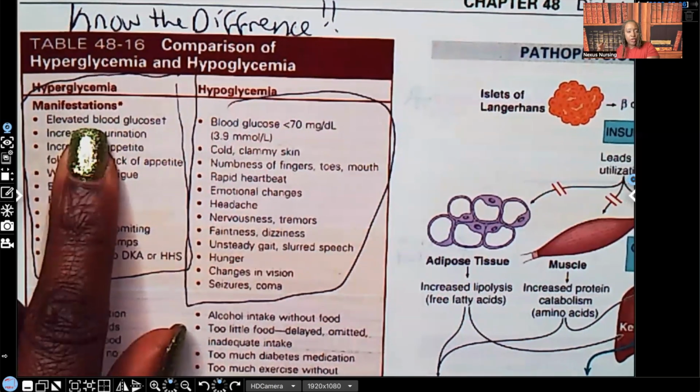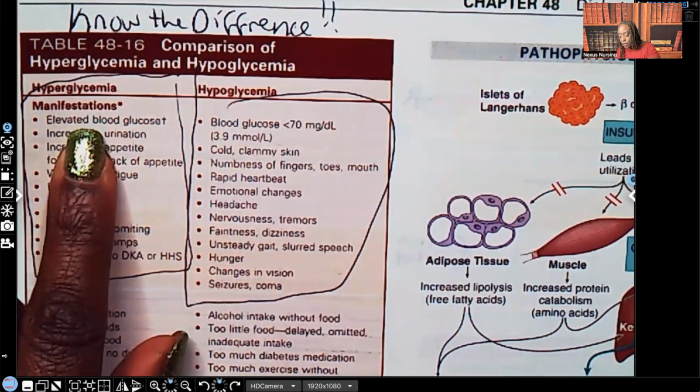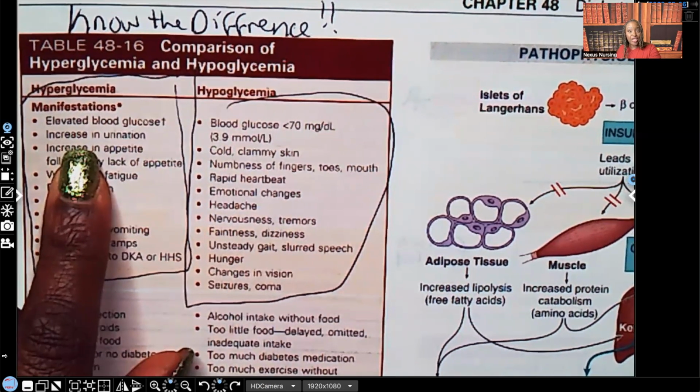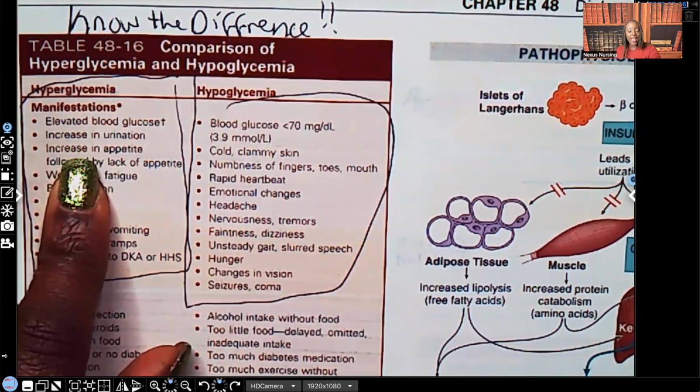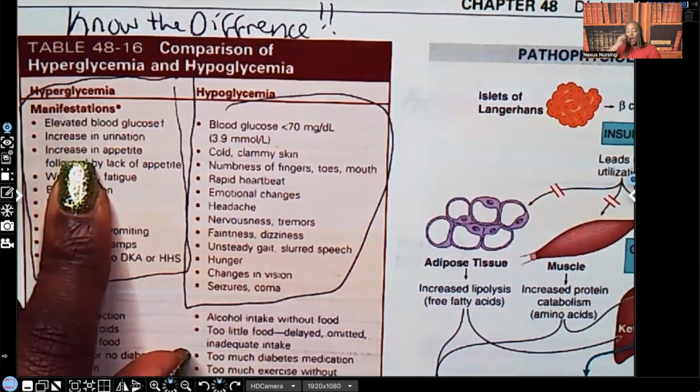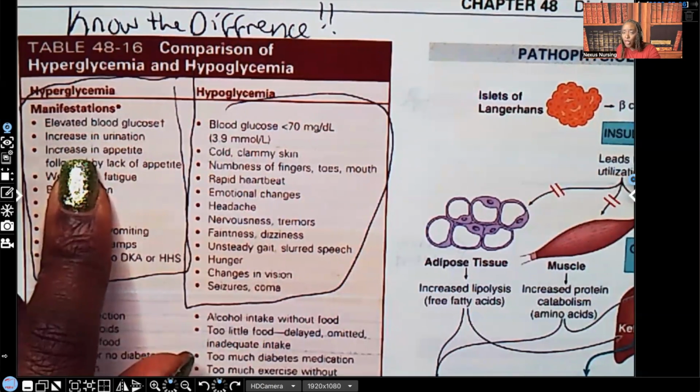Manifestations for hyperglycemia, the sugar's high. Obviously, the blood sugar is going to be elevated, increase in urination. Why? Because they're trying to get rid of all of that glucose in the urine. Increased appetite. Why? That blood sugar is so high, the tissues are starving for energy that they get from the glucose, right? So your body's trying to survive. So what does your body do? Make you hungry, trying to eat more food to get more glucose. But the problem is the glucose is just stuck in the blood and not going to the tissues and cells where they belong.